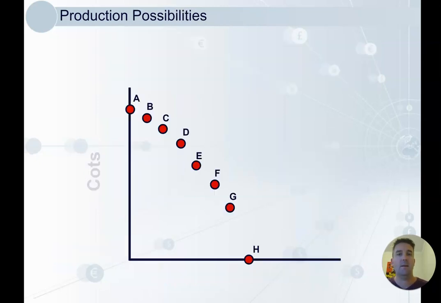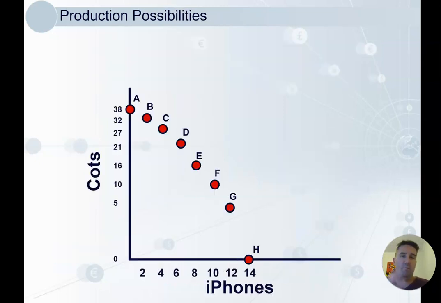Okay, here's what you should have come up with. We're plotting the points here. So like I said, all resources put into cots, we can make 38 and 0 iPhones. All resources into iPhones, we can make 14, 0 cots. So we can just draw a line through these. And this is our production possibilities curve. We can make any combination of cots and iPhones along this curve.